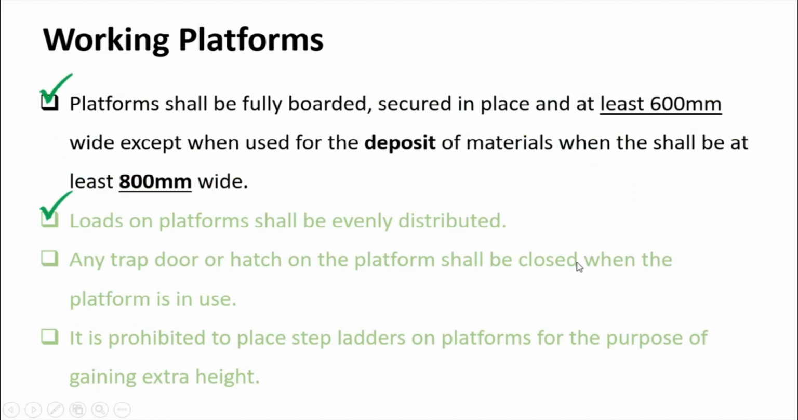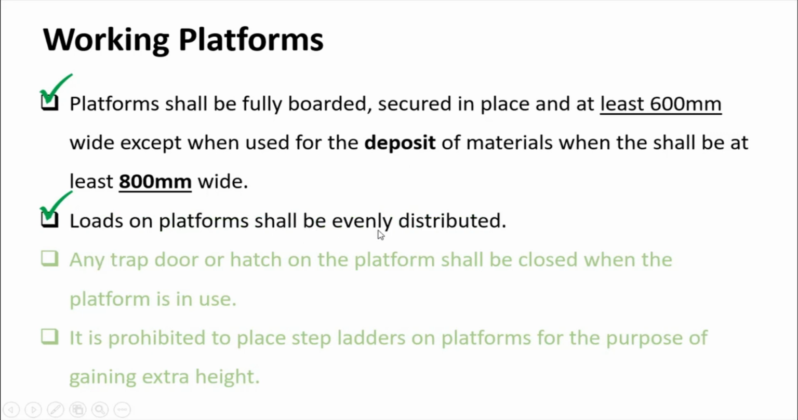Working platforms. Platforms shall be fully boarded, secured in place, and at least 600 mm wide, except when used for deposit of materials, when they shall be at least 800 mm wide. Okay, so the minimum for the platforms is 600 mm, and if you need to put some materials on it, the minimum is increased to 800 mm.